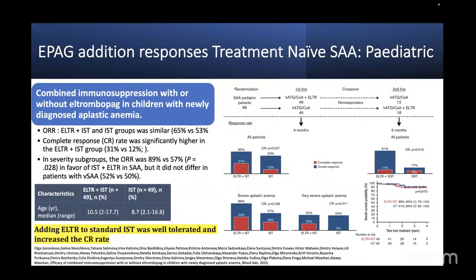So the addition of Eltrombopag in treatment-naive severe aplastic anemia patients. This is the pediatric study wherein the combined immunosuppression with or without Eltrombopag in children with newly diagnosed aplastic anemia. Initially, it was speculated whether Eltrombopag is safe or not in pediatric age group, but then this particular study came in, and then it became a routine practice to add Eltrombopag to standard immunosuppressive therapy in pediatric population as well, leading to extremely significant and good results, favorable outcomes in these patients in just 2 to 4 months of time.